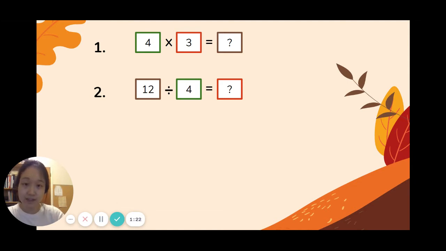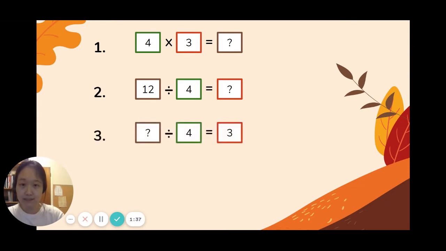But as we've seen yesterday, the question mark can go anywhere in the equation. And when the question mark moves into other places, they start to look a little bit unfamiliar, and you might not feel like you have the strategies to solve them. So number 3 is an example of that. Question mark divided by 4 equals 3. What happens when the question mark is the missing total?